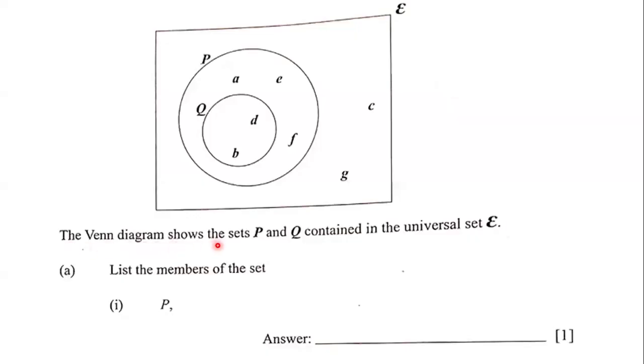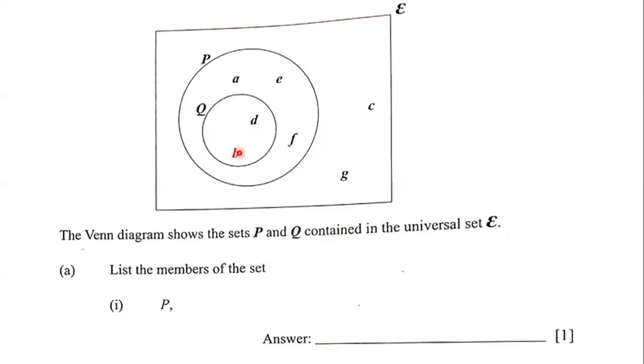The Venn diagram shows the sets P and Q contained in the universal set. List the members of set P. Now here we have set P represented by this circle, all right? And all of the elements that are inside of this big circle are the elements inside of P. And so you have A, E, F, D, and B.